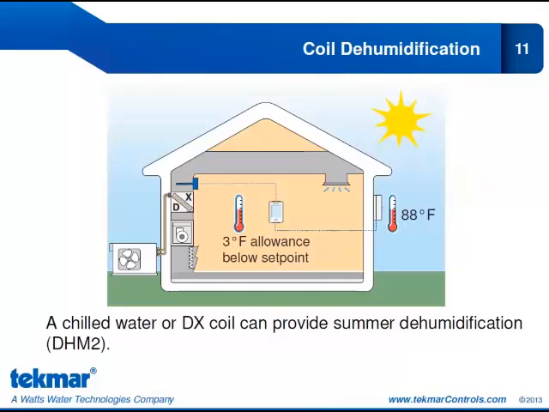So this has changed slightly from the 557. When we were doing coil dehumidification with the 557, we required a duct sensor be present. Now it is an optional feature to use that duct sensor. So we still allow the room temperature to fall 3 degrees below the set point before we stop the dehumidification process. And if you install the optional duct sensor 083, we can provide freeze protection to the DX coil.